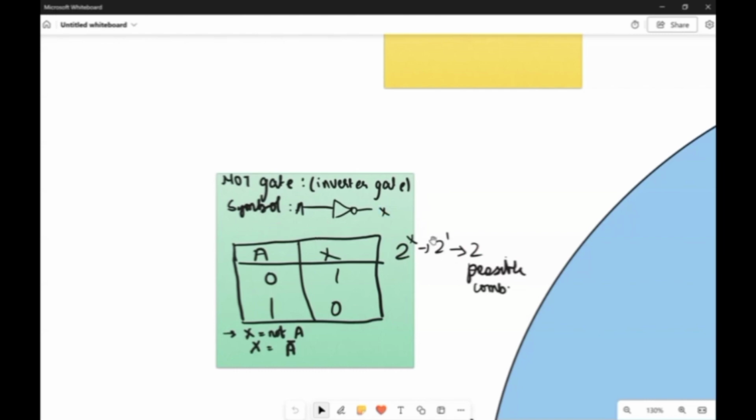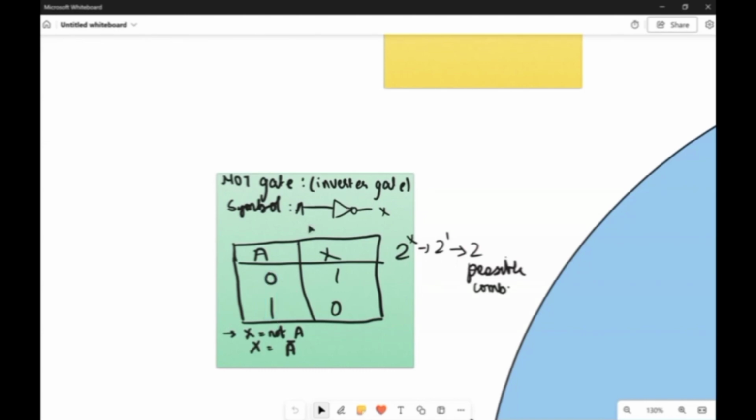So this is the symbol that you use for your NOT gate. A is the input that you're giving. Now, a NOT gate only takes in a single input. In this case, let's say A is our input, so it's taking either a 0 or a 1. Since it's a single input at a time, it can only take either a 0 or a 1.